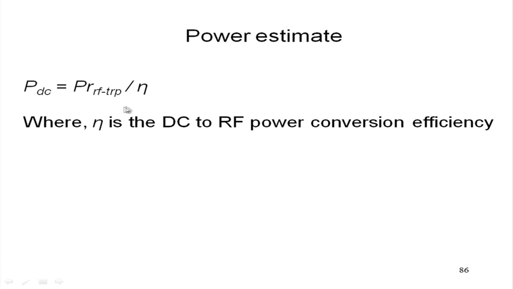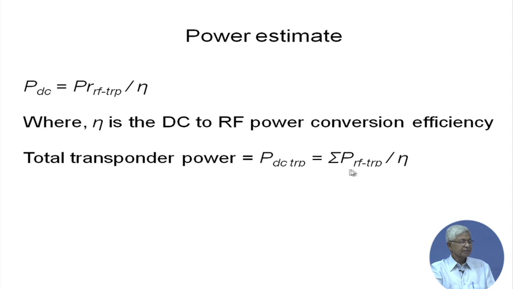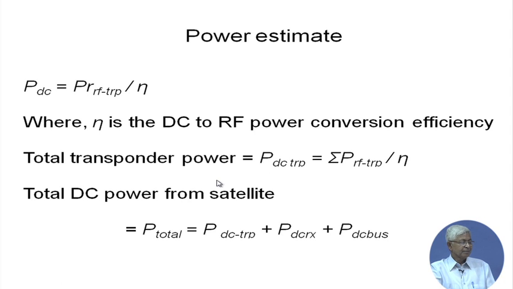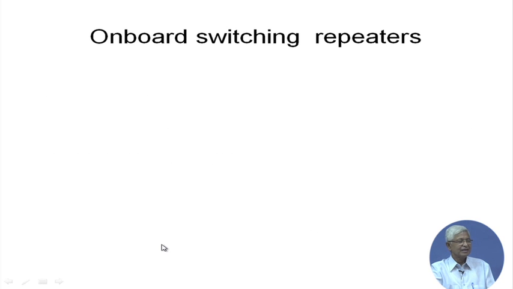Now, we can do some quick power estimate. DC power multiplied by the efficiency gives RF power, or RF power divided by the efficiency is the DC power. When there are many transponders, the sum of the RF transponder power, divided by efficiency, is the total DC power required by the transponders. This is where the higher part of the power goes. But there are other circuits drawing power, such as the receiver and the bus system. All together is the total power required by the satellite.